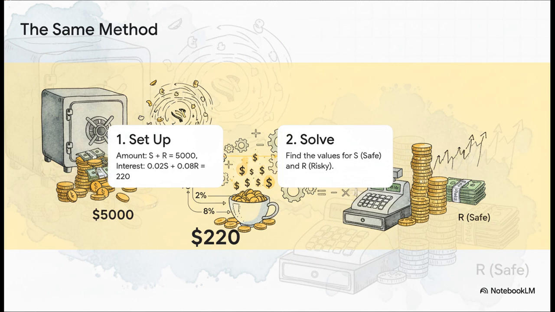Check it out. The amount equation is just our total cash. The money in the safe account, let's call it S, plus the money in the risky one, R, equals our grand total of $5,000. Then the ingredient equation tracks the profit, the interest. So 2% of S plus 8% of R has to equal the $220 we made. See that? It is the exact same 2 equation setup.